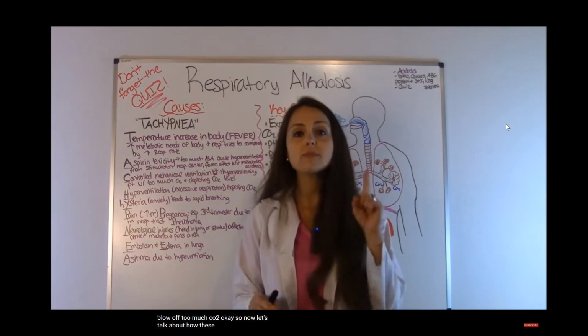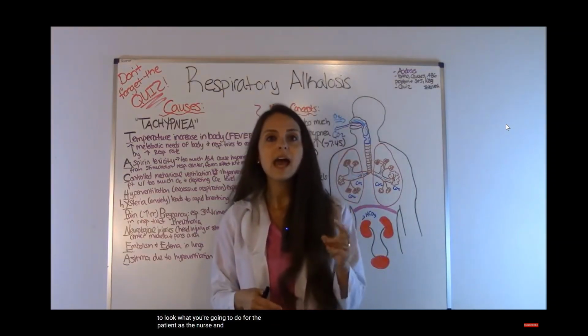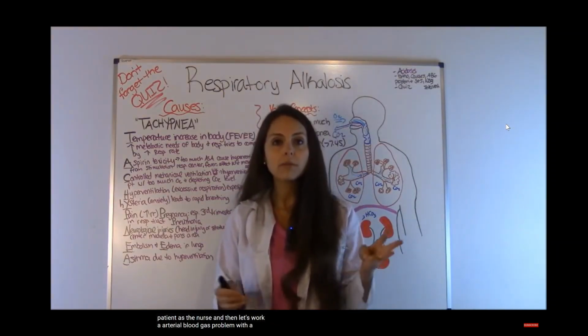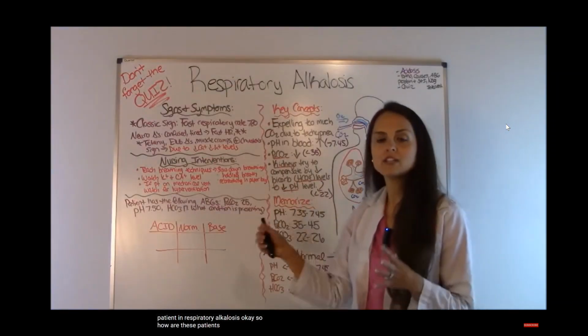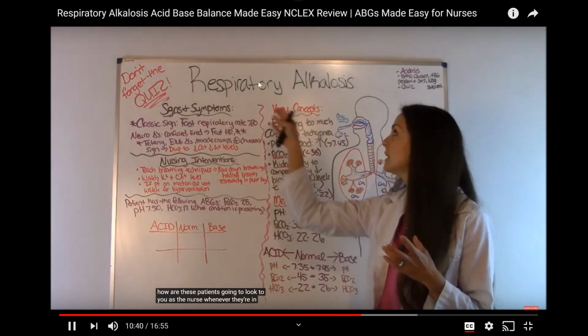Okay, so now let's talk about how these patients are going to look, what you're going to do for the patient as the nurse, and then let's work an arterial blood gas problem with the patient in respiratory alkalosis. So how are these patients going to look to you as the nurse whenever they're in respiratory alkalosis?